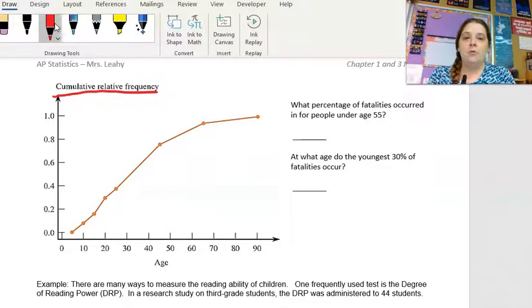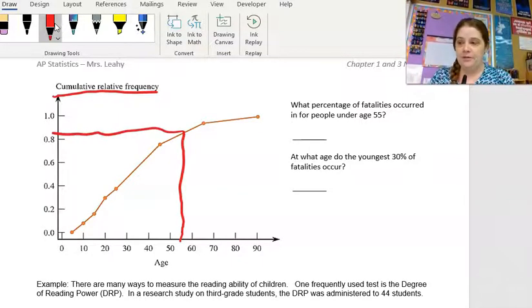Okay, what percentage of fatalities occurred for people under age 55? So I'm going to find age 55. I'm going to look up, boop. I'm going to kind of look over, boop. Okay, and let's see, maybe a little bit more than 80, maybe 85% here. Okay, so I'm going to answer that, 85%.